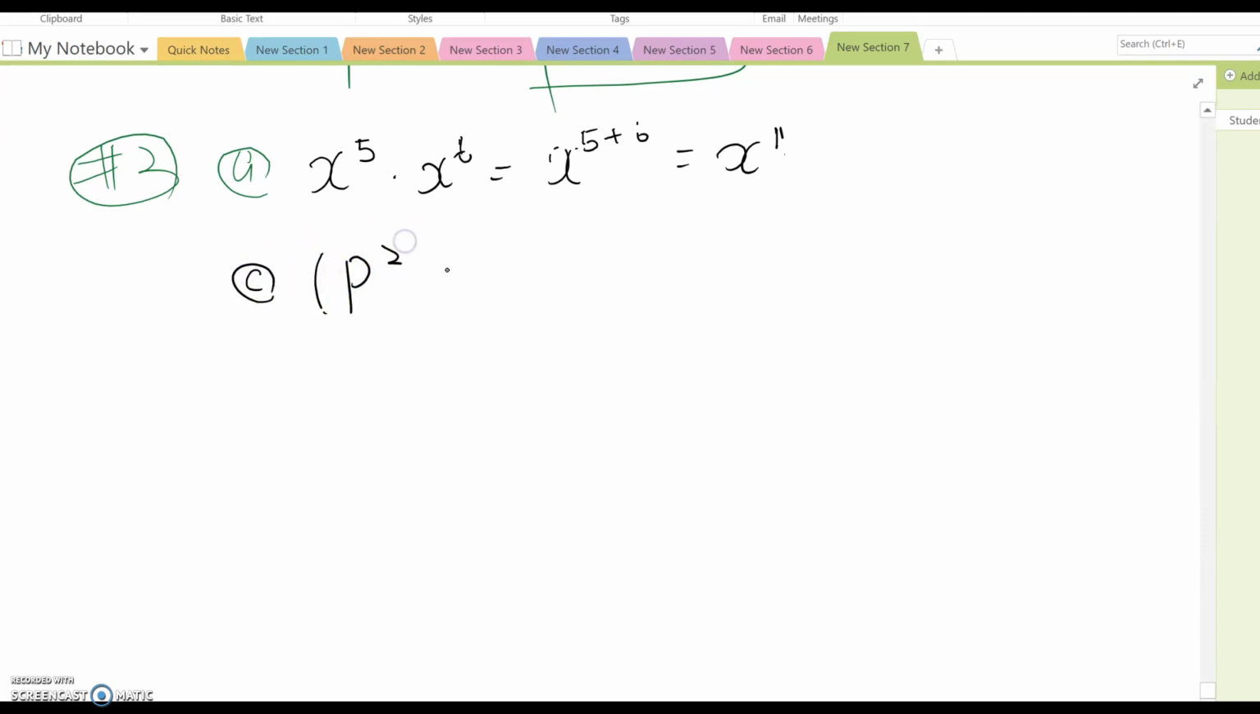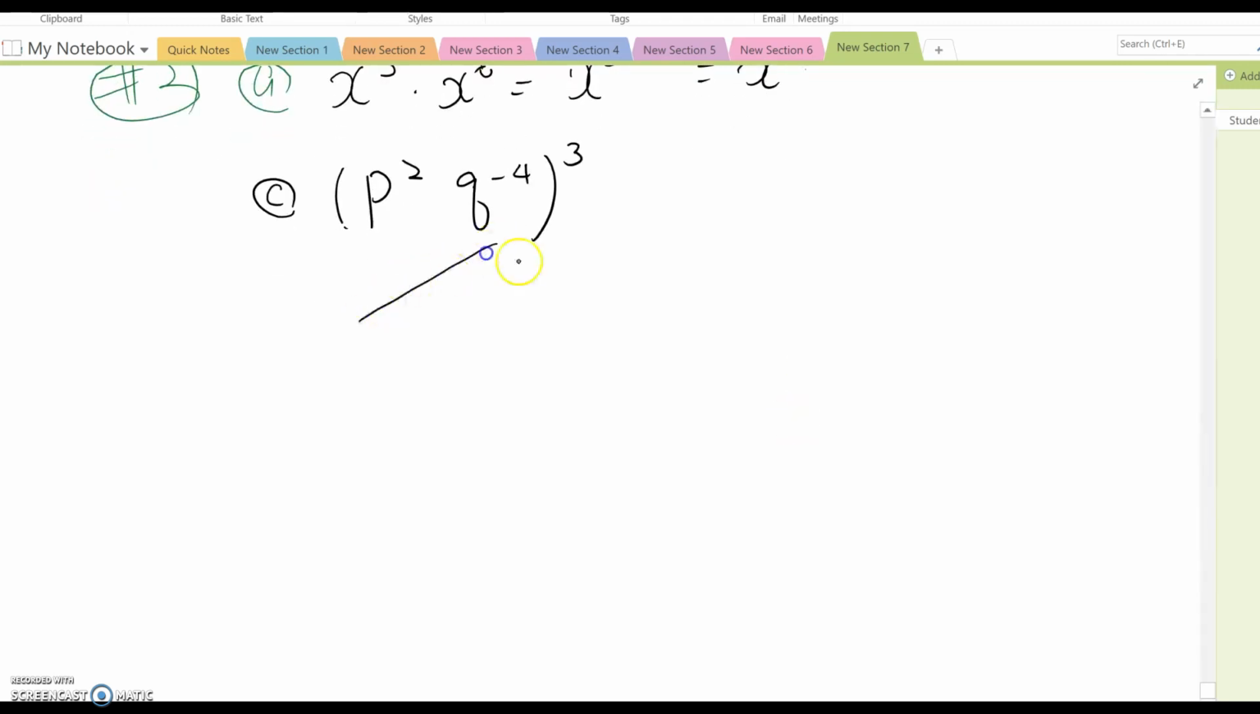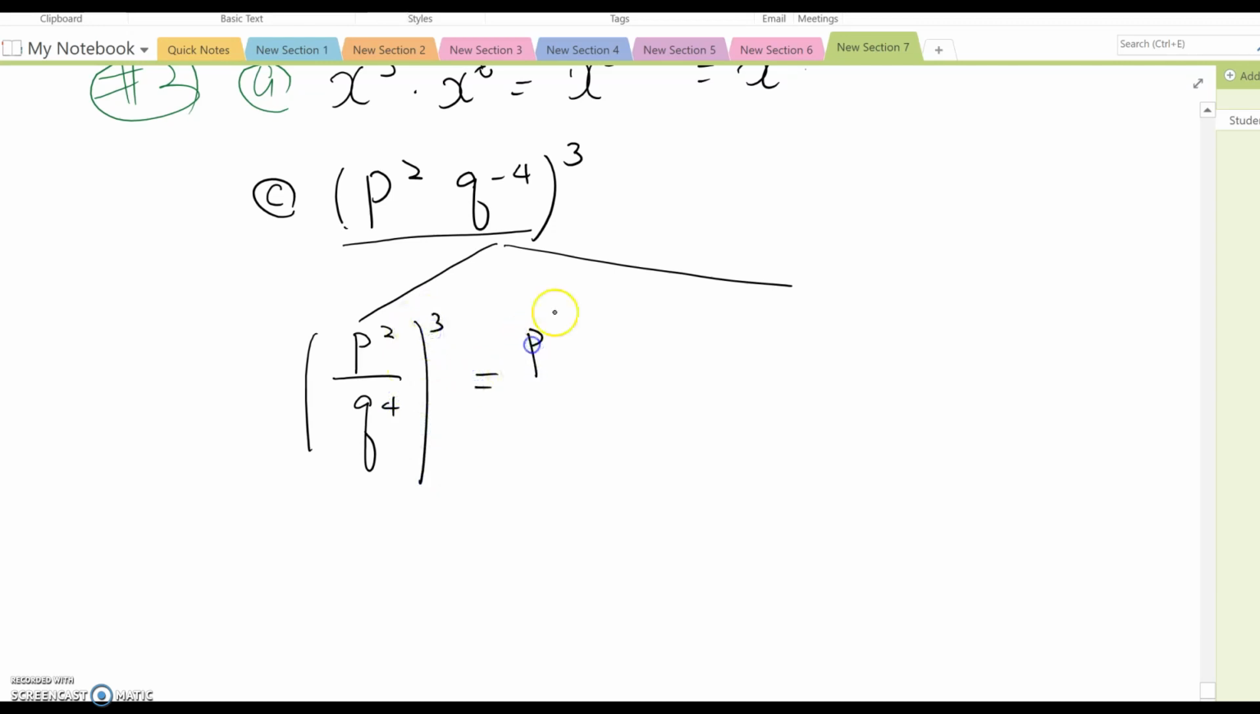So p squared q to the negative 4, all to the third power. In this case, you have two different ways to do it, and I'm going to show both. First of all, you can simplify inside first. Then you can rewrite this as p squared over q to the 4, to the third power. So it becomes p to the 6 over q to the 12. But one thing you must be careful about: you cannot simplify 6 and 12 because they belong to different variables. That's one way to do it.